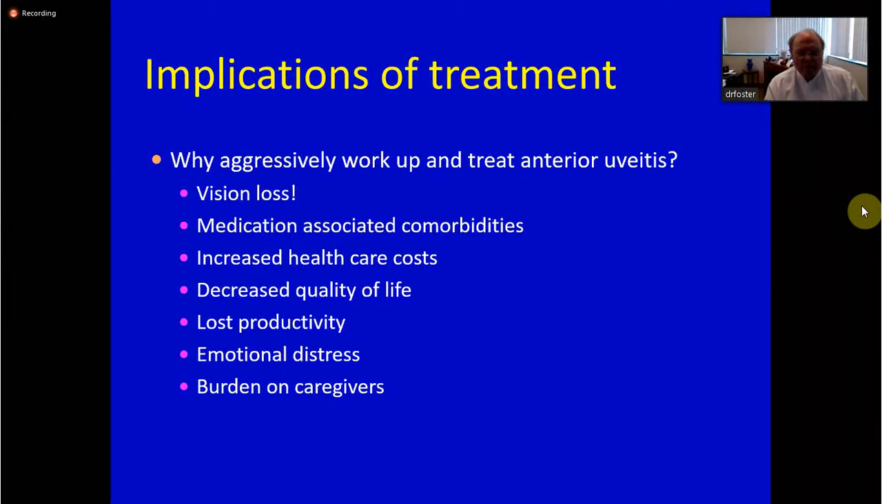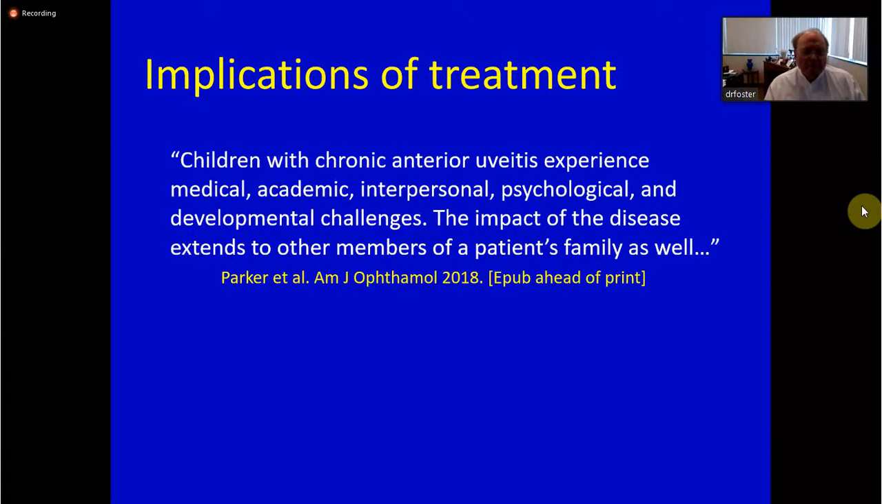We wanted him evaluated by the rheumatologist because if he turned out to have ankylosing spondylitis early on, he could have decreased quality of life for the rest of his life. So if this man had been a child, the impact of the disease could be far greater than just for the patient himself. Other members of his family are going to be mightily impacted by this child's anterior uveitis.